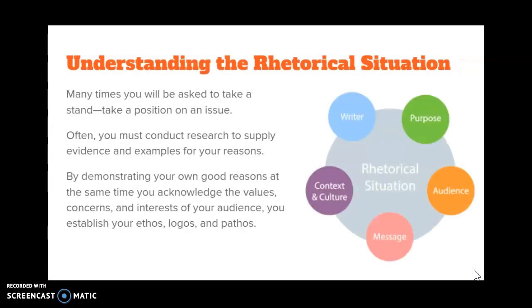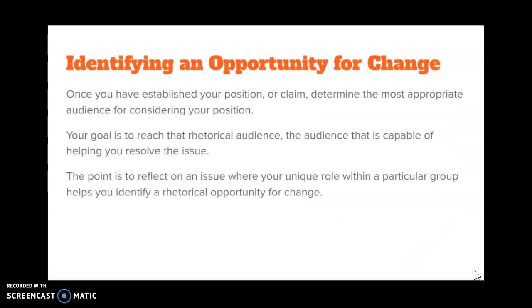Like almost any form of communication, the rhetorical situation is at the core of a position argument. Remember to keep in mind the purpose, audience, message, context, and culture, as well as who you are as the writer when forming your position argument. One way to engage with the rhetorical situation is to determine the intended audience by identifying the opportunity for change.